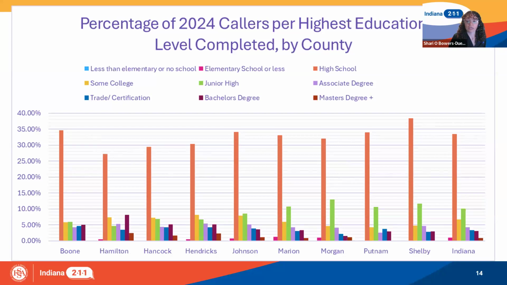For Hamilton County, the second largest group was actually those who had a bachelor's degree. And for Hancock and Hendricks counties, the second largest group was those who completed some college.